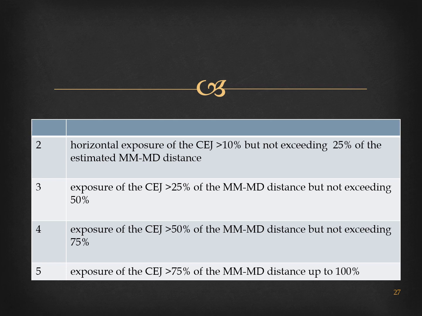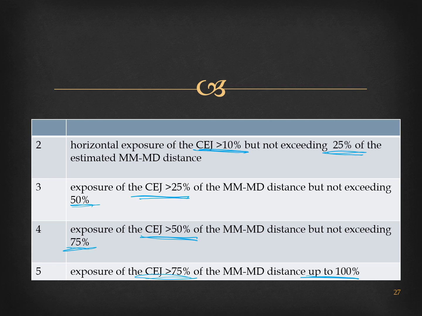Similarly, score 2, when the exposure of CJ is more than 10% but less than 25%. Score of 3, when it is more than 25% but not exceeding 50%. Score 4, when the exposure of CJ is greater than 50% but not exceeding 75%. Score 5, when it is more than 75% of the MMMD distance up to 100%.